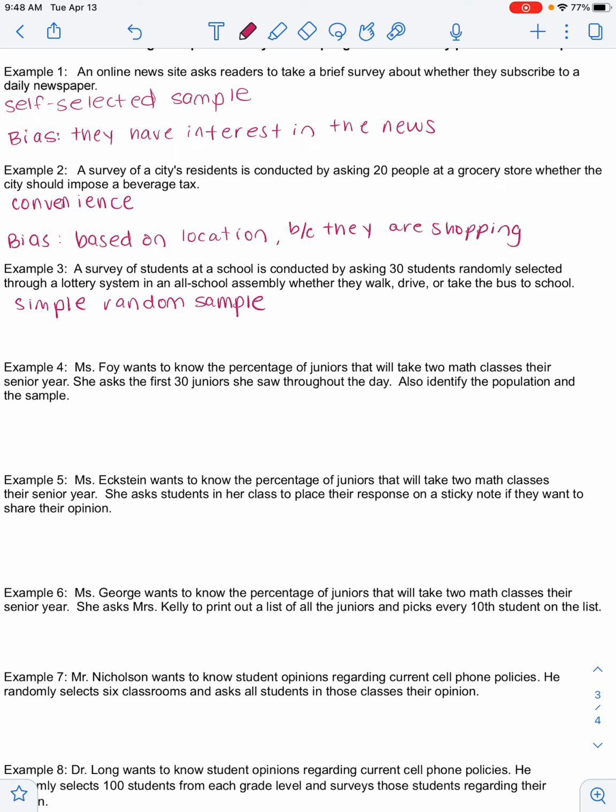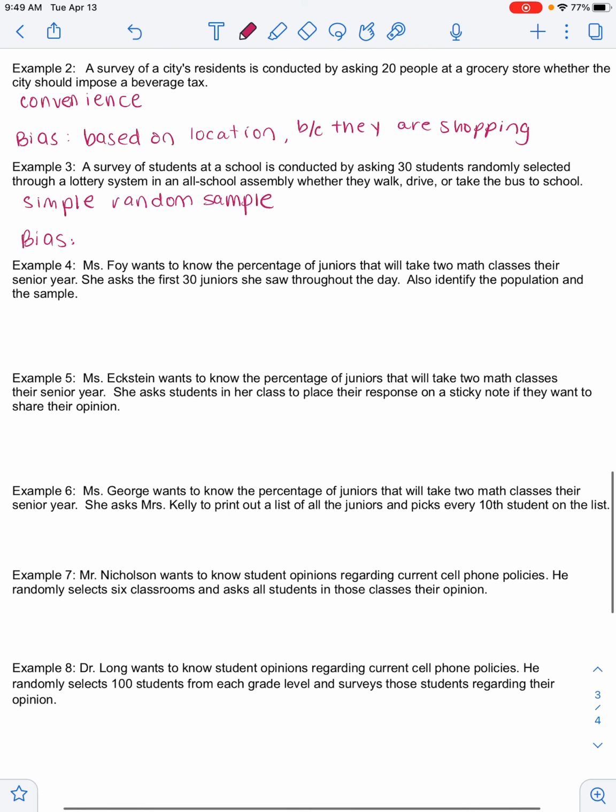And in this one, could there potentially be bias? There could be, but this one doesn't have too much bias in it, and that tends to be the case of a simple random sample, because I'm randomly asking 30 kids at the school, and all of them got to school somehow, so they must have either walked, driven, or taken the bus. So this one is a pretty good survey, not a lot of bias in this one.